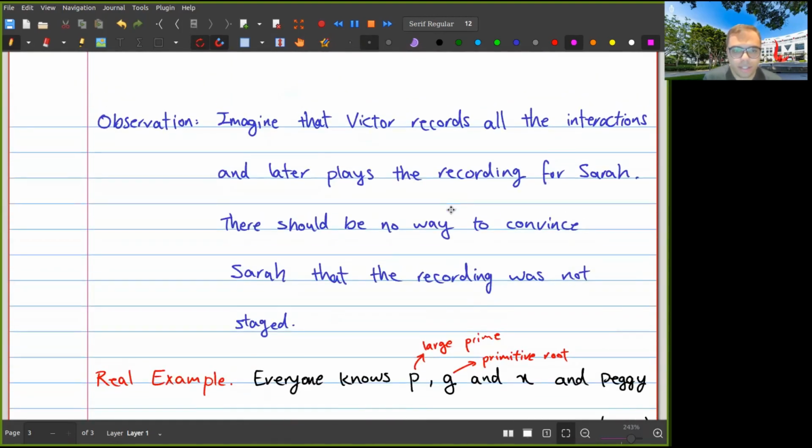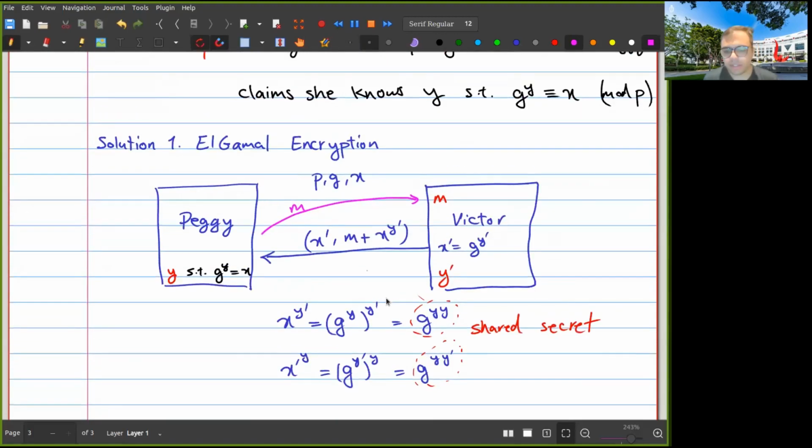Okay. But let's look at this kind of proof. Let's say that Victor somehow makes a recording of the entire interaction and then shows this recording to someone else. So shows this recording to Sarah. What does Sarah see? She sees that Victor is just sending some messages M to Peggy, and Peggy is sending back the same messages, right? Of course, Victor is sending them in an encrypted form, and Peggy is sending them back in the decrypted form.